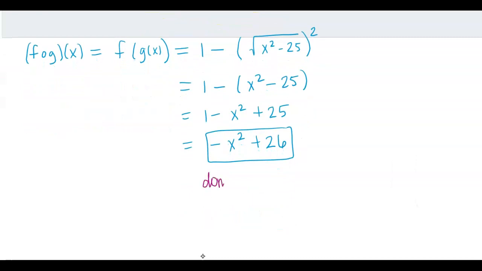So the domain here is negative infinity to negative 5, combined with 5 to positive infinity.